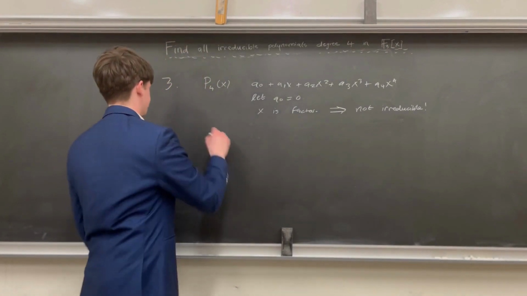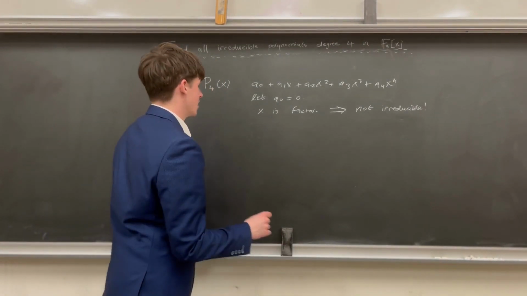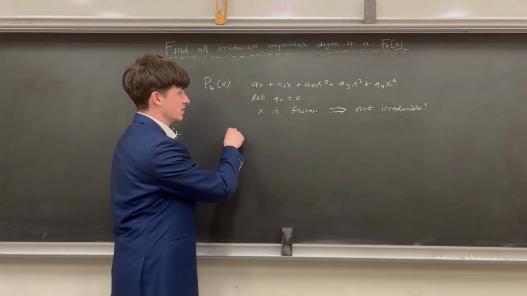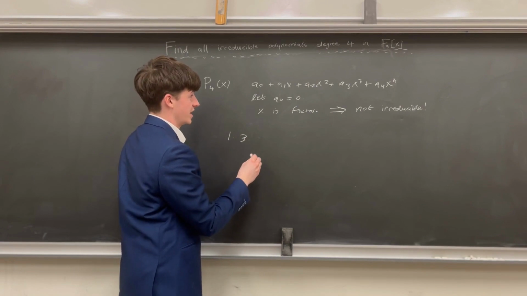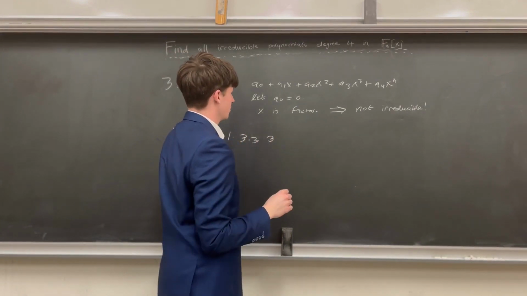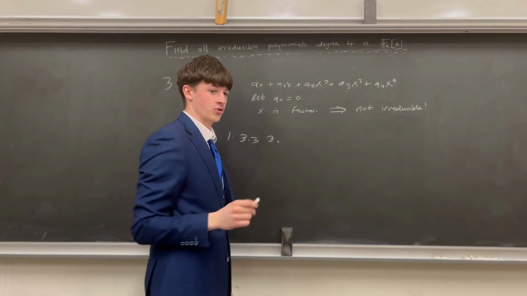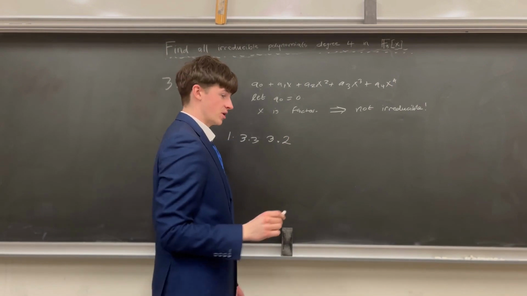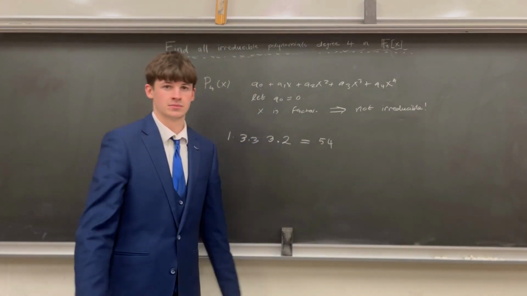Note 4, just counting up the number of polynomials we need to check. There is one option for the value of a4. There are 3 for a3, 3 for a2, 3 for a1, and then we're just not letting a0 be 0. So that gives 2 options, which is 54 polynomials to check.